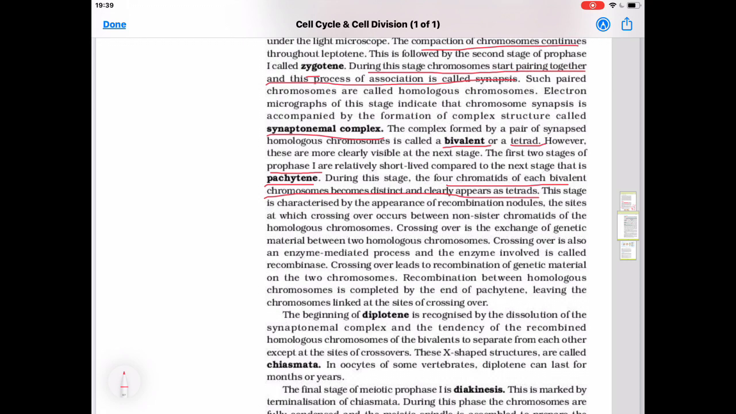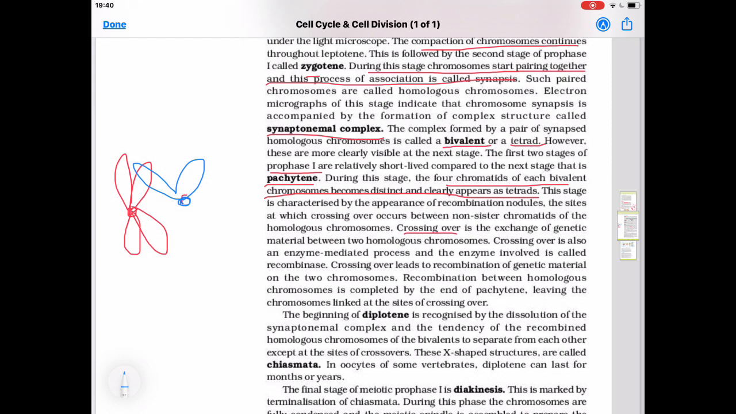This stage is characterized by the appearance of recombination nodules, the sites at which crossing over occurs between non-sister chromatids of homologous chromosomes. So the main point in pachytene is that crossing over occurs between non-sister chromatids of homologous chromosomes. When the homologous chromosomes come close to each other, crossing over occurs between the non-sister chromatids, which creates new combinations in the presence of an enzyme, recombinase.